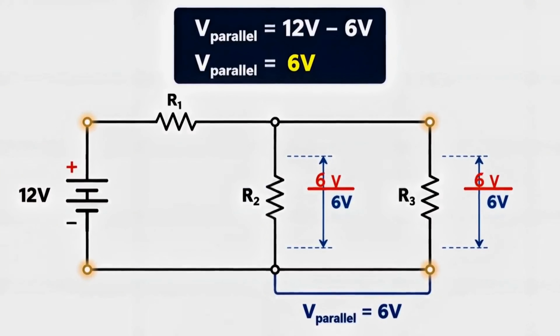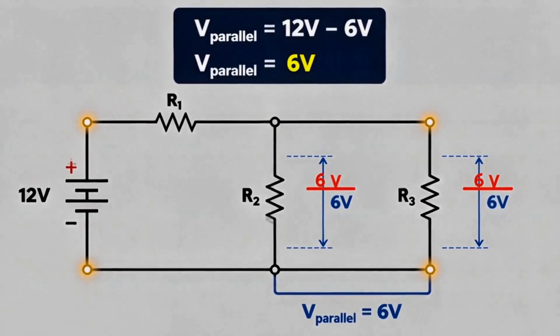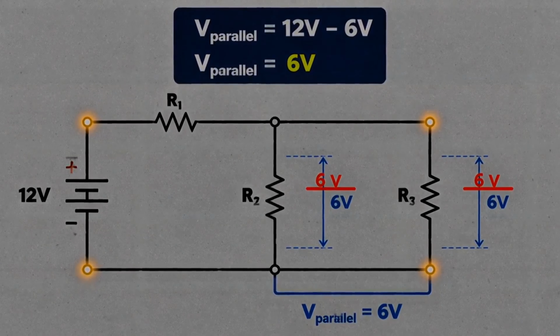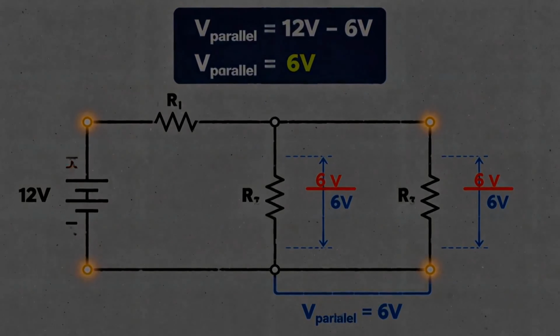Here is a critical parallel circuit rule. Every component connected across the same 2 points has the same voltage. Therefore, R2 has 6 volts across it, and R3 also has 6 volts across it. The branches share voltage, but they do not necessarily share current equally.